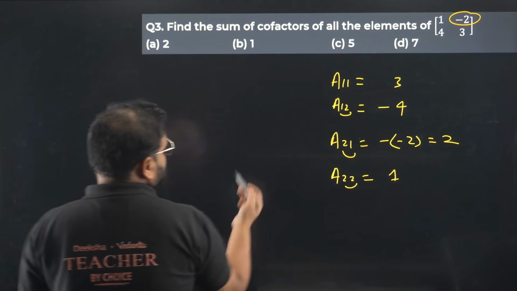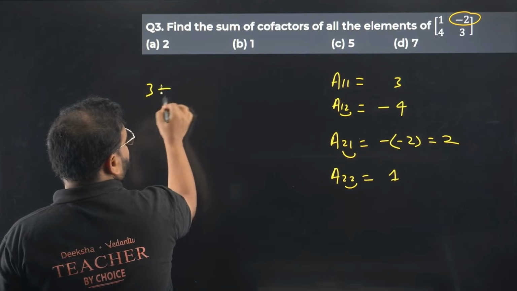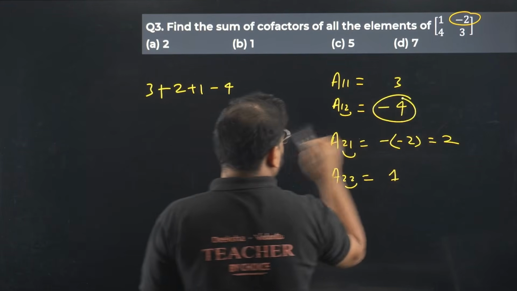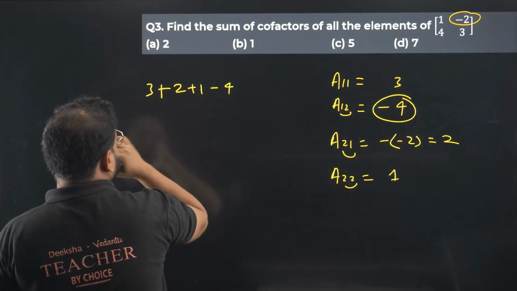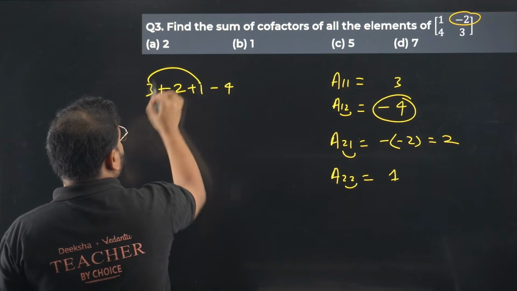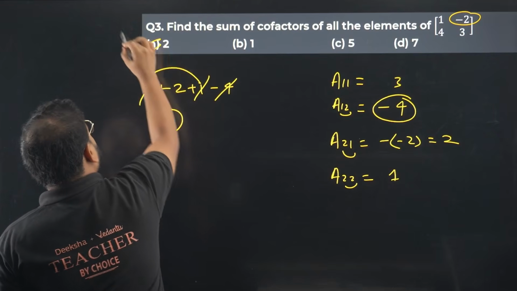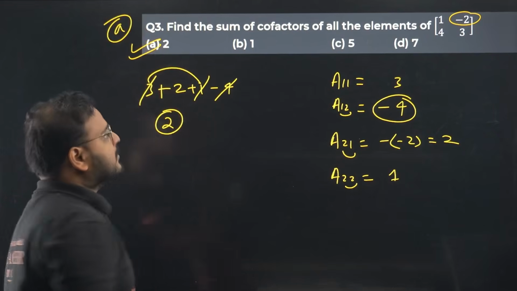They are asking what? Sum of cofactors, add them. 3 plus 2 plus 1 minus 4. This is minus 4. Okay, so what I get? Please check. 3 plus 1 is 4. So this and this will cancel with this. I get answer is 2. Option number A is correct.